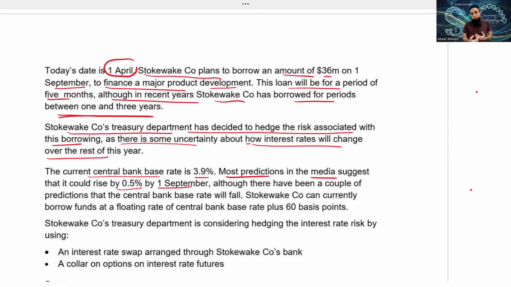That is our risk. And I'm glad to see that the examiner is just focusing on the rise of interest rate. Interest rate could rise by 0.5%, although there have been a couple of predictions that the central bank base rate will fall. Stoke-Wake Company can currently borrow funds at a floating rate of central bank base rate plus 60 basis points. That is their floating rate.